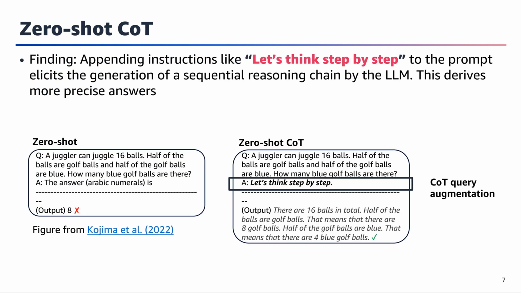Zero-shot chain of thought is a technique that prompts the language model to generate a sequential reasoning chain by appending instructions like, "Let's think step by step," to the prompt. This elicits the generation of intermediate reasoning steps, leading to more precise answers. The language model understands and follows the instructions, enabling it to break down the problem and arrive at the correct solution through a step-by-step thought process.